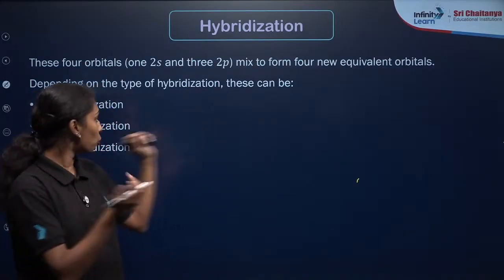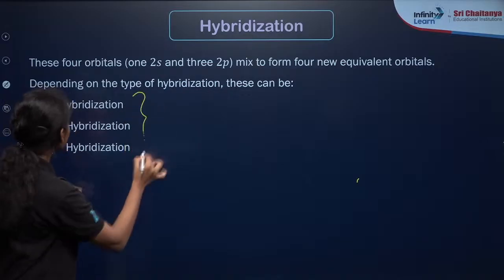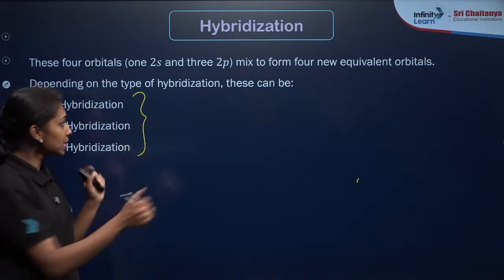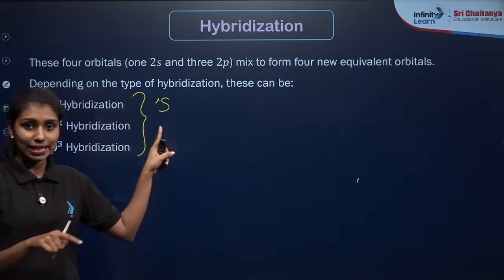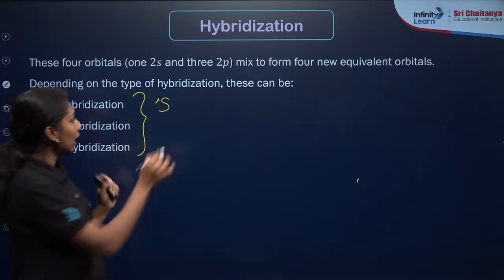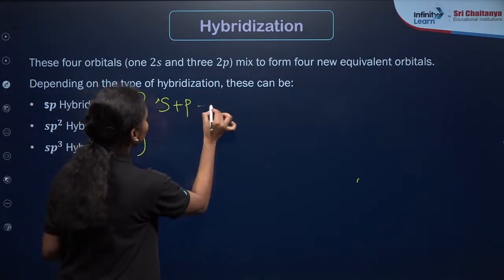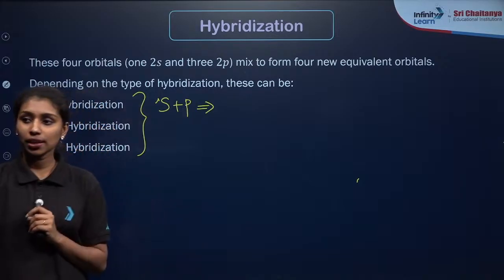That's why we can form three different types of hybridization. In case of sp hybridization, one s orbital, which means only one s orbital, and one p orbital will combine to form how many hybrid orbitals?